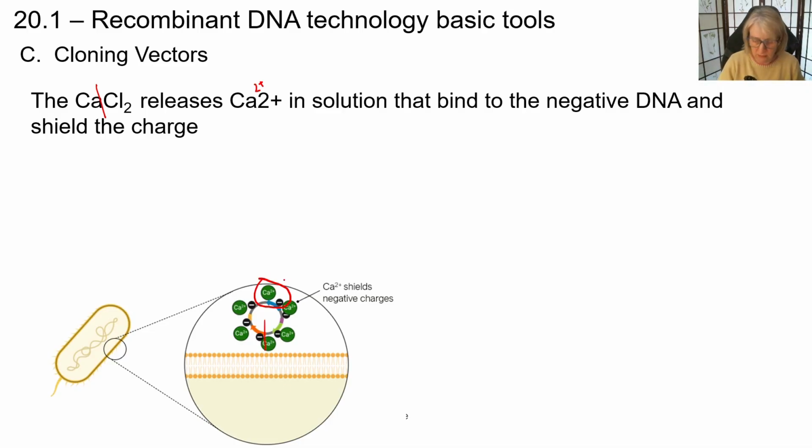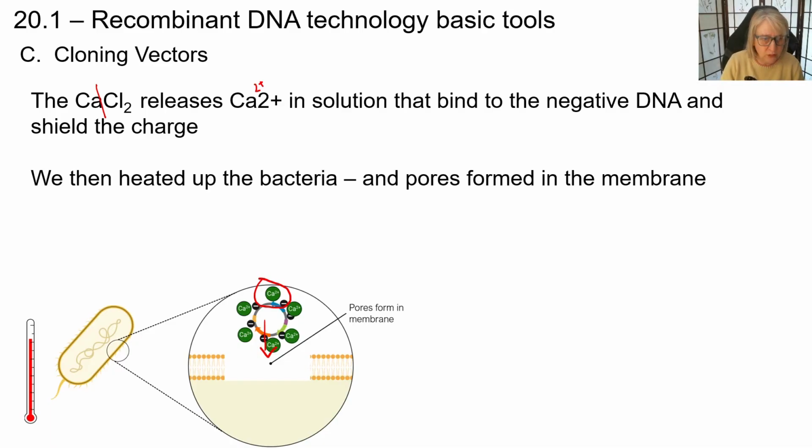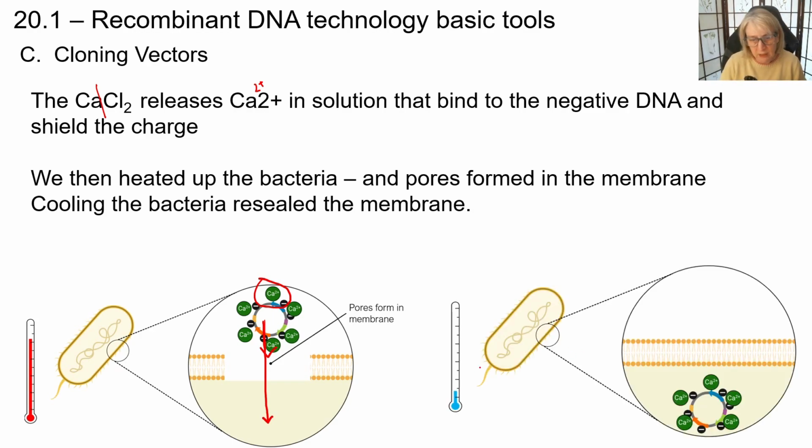It allows this to pass through the membrane as pores form. When the pores form, we exposed it to heat. We caused the bacteria to kind of poke itself with little holes in it. And as those pores formed, the DNA could easily pass through into the cytosol of the bacteria itself. And when it did that, we then put it back in the cold. That allowed the membrane to reseal itself, and now this plasmid is inside the bacteria.